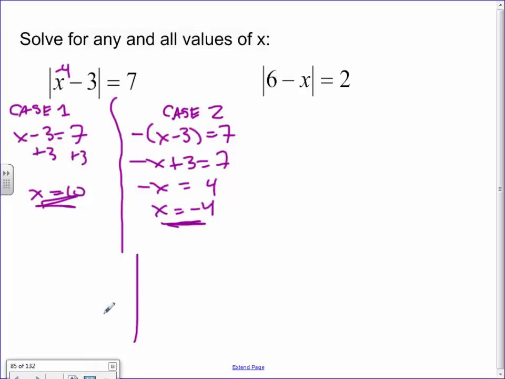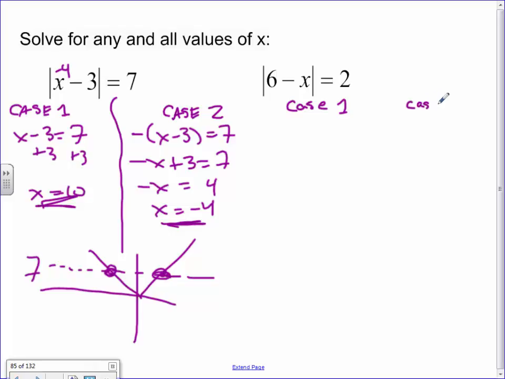Since I've already talked a bit about graphs, you know how those graphs are going to have a bit of a V shape to it? Well, if I asked you to graph where it equaled 7, hopefully you can see that you have two locations where it would equal 7. Let's try another one. Over here, do case 1, do case 2.